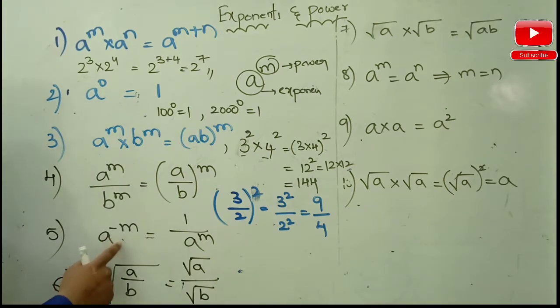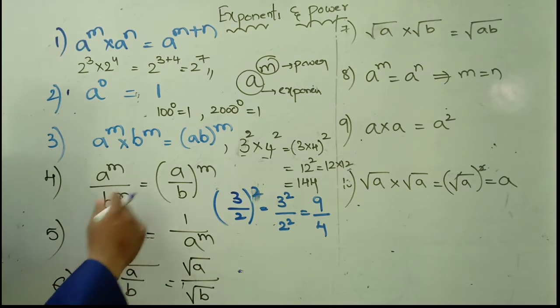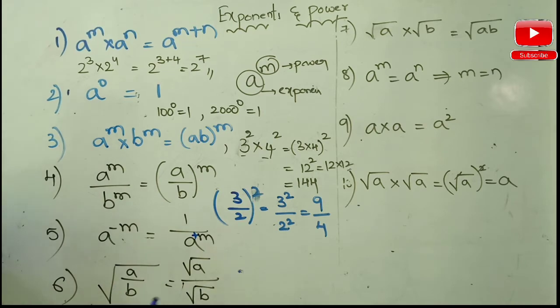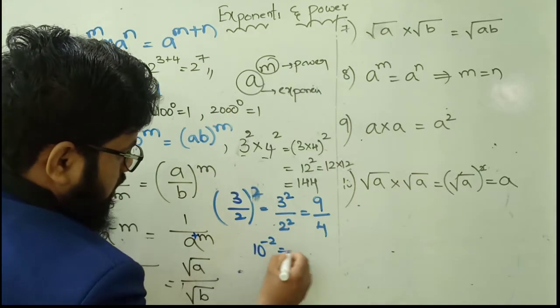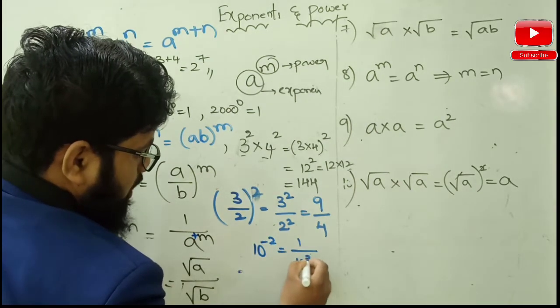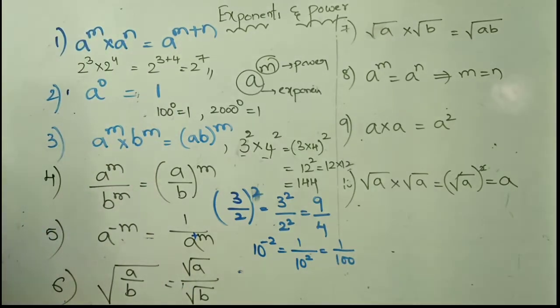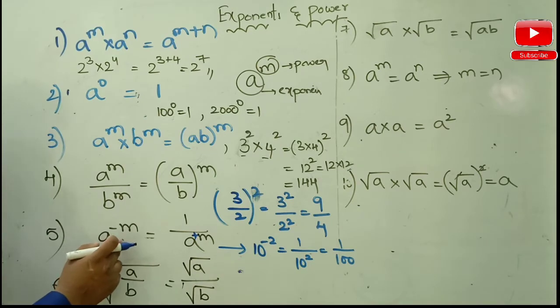Then a power minus m is equal to 1 by a power m. Here minus is there, the power is minus. When we take it to the denominator, the power will become plus. If nothing is there, you need to assume the plus side. Then I can take one example: 10 power minus 2 is equal to 1 by 10 square, that is 1 by 100. Like this you can observe and remember this formula.